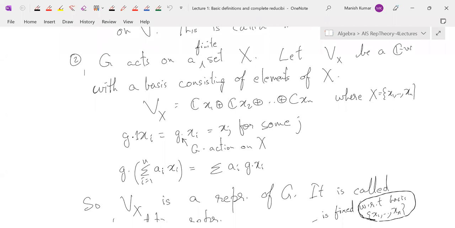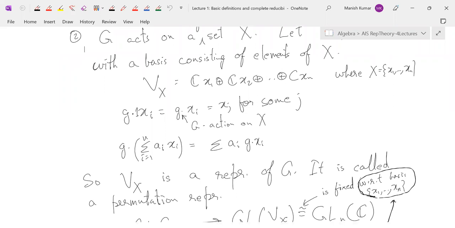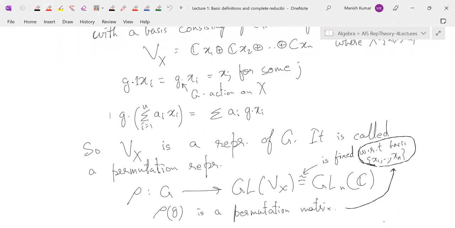G acts on X, so g gives a bijection of X. That determines a linear map on Vx. That is how the action is. In general, if you are given an element of Vx, which is summation AiXi, then g dot summation AiXi will go to summation Ai g dot Xi. This second dot on the right-hand side, which I'm trying to circle but unfortunately it's not working, is basically the action of g on X. That is how this thing works.